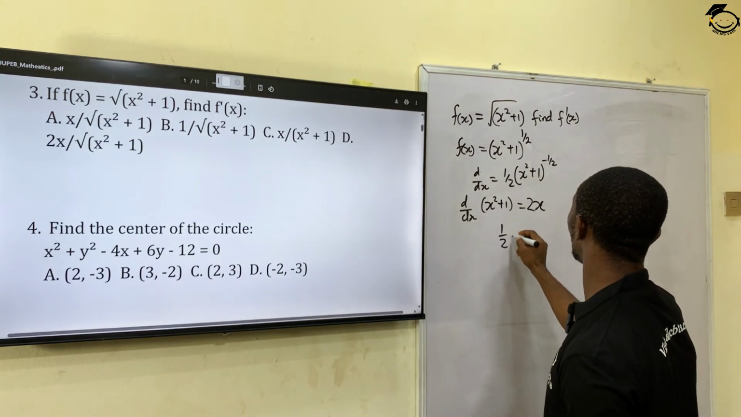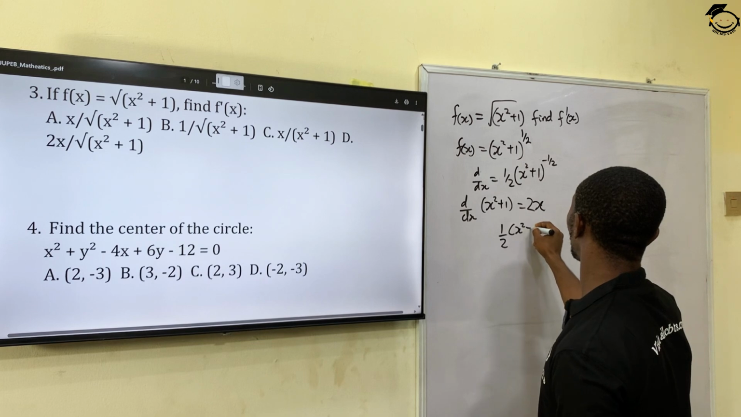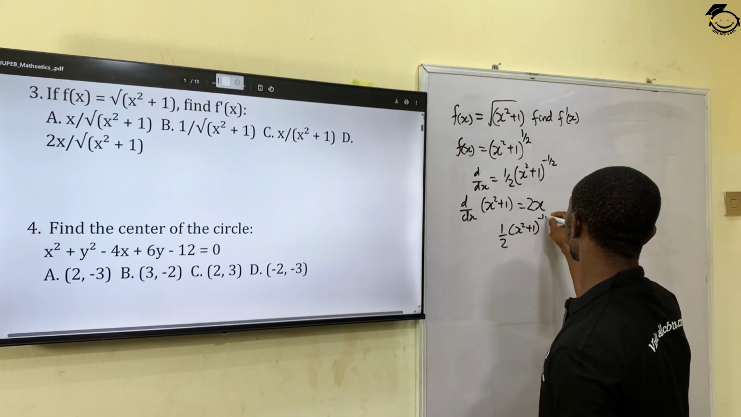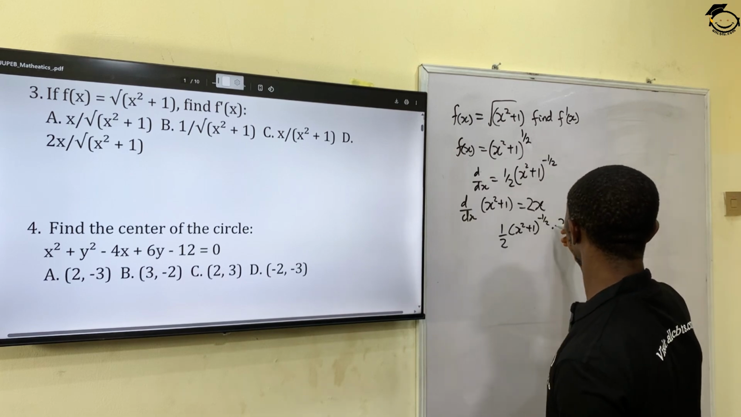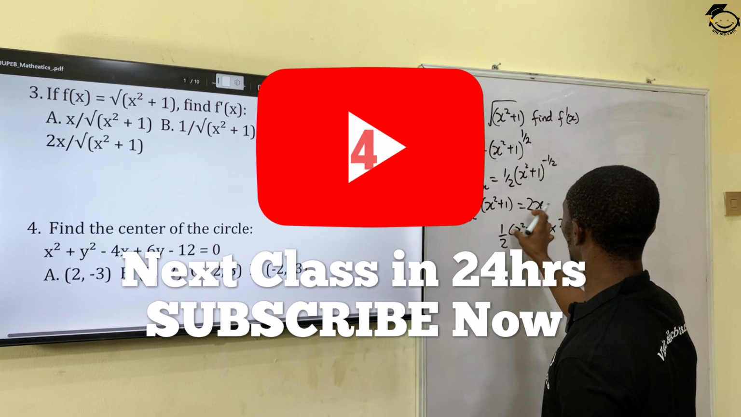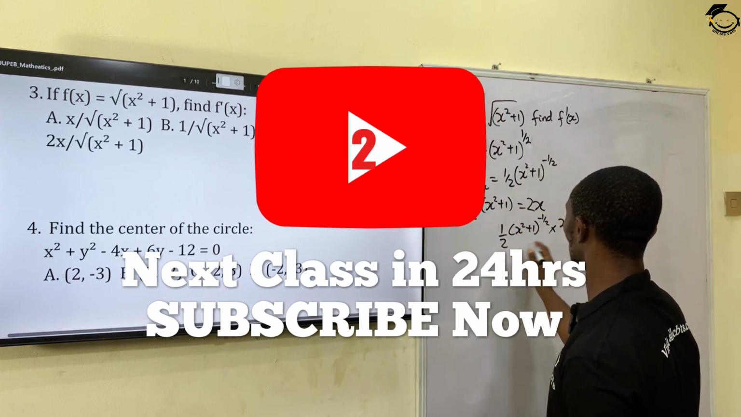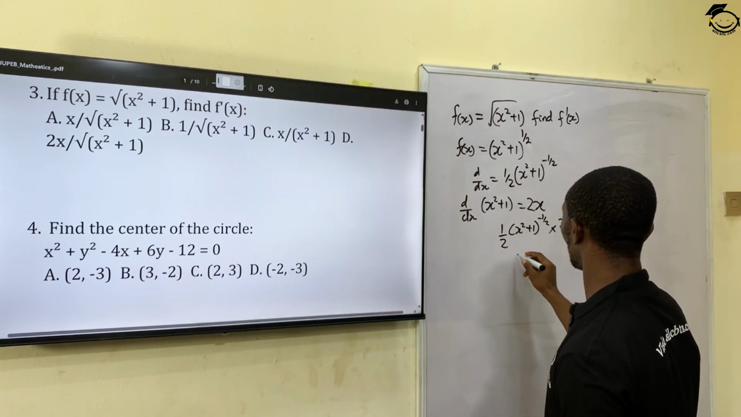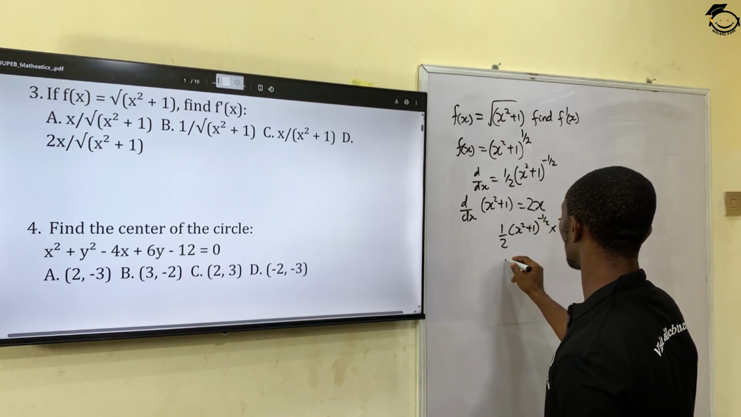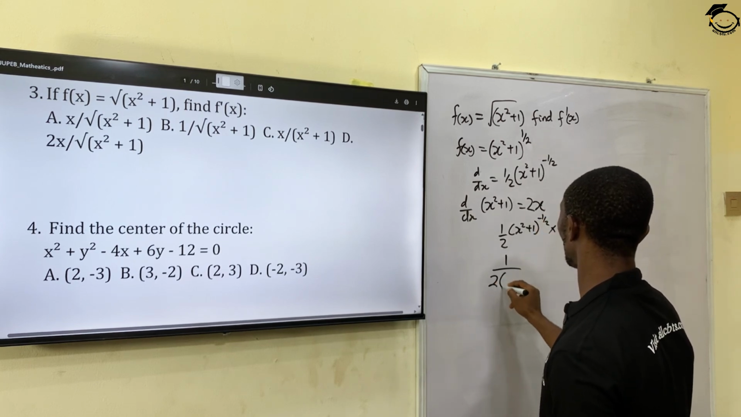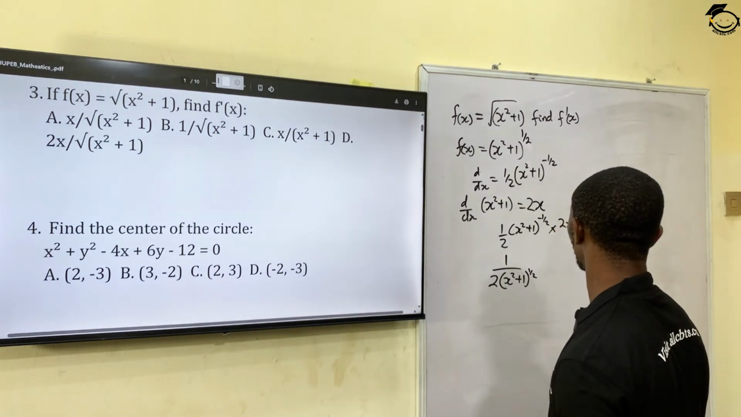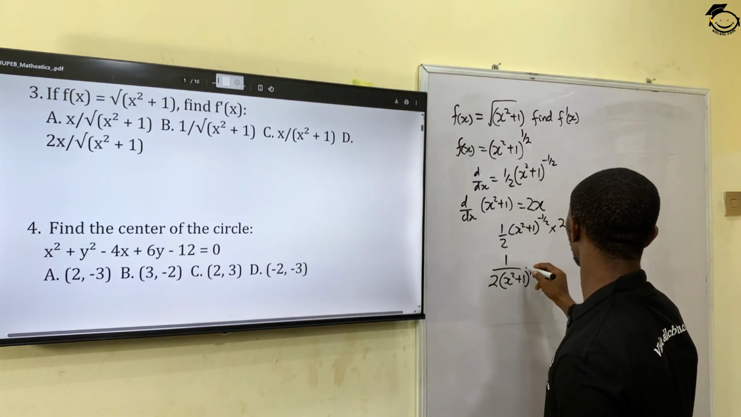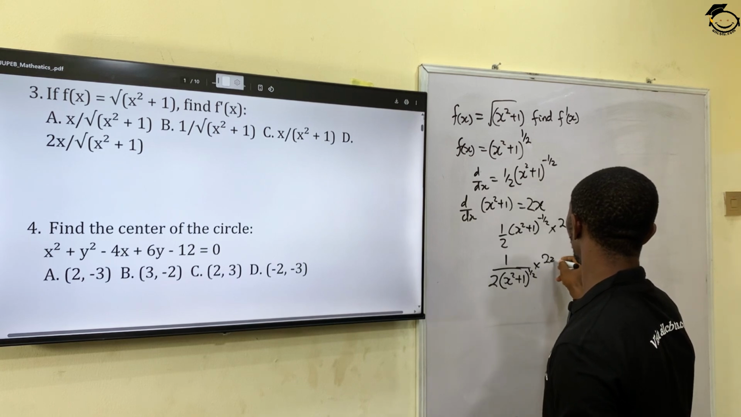Okay, now bringing these two together, we are going to have a half, x squared plus 1 raised to the power minus half, times 2x. Now we know that this raised to the power minus half is the same thing as, by the fractional law, 1 over. So this becomes 1 over 2 brackets x squared plus 1 raised to the power half, times 2x.